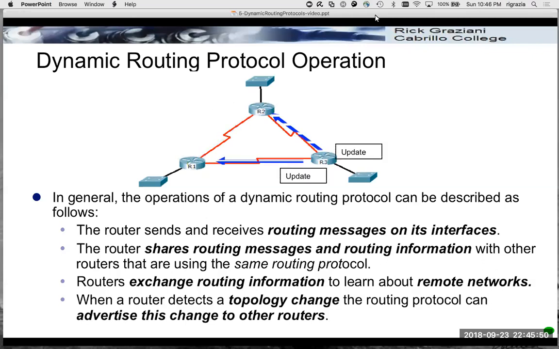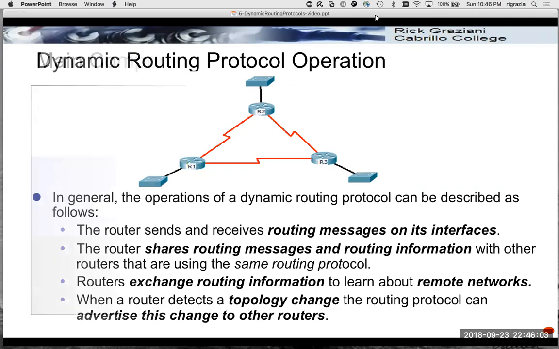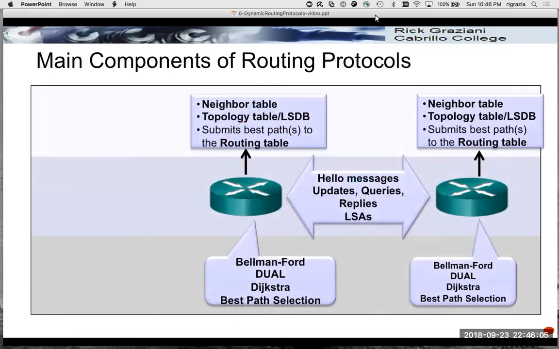We'll see how each routing protocol does this when we get into the details, for EIGRP, OSPF, BGP, and all of these. Okay, main components of routing protocols.